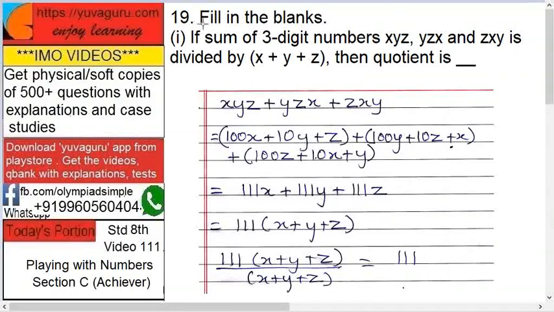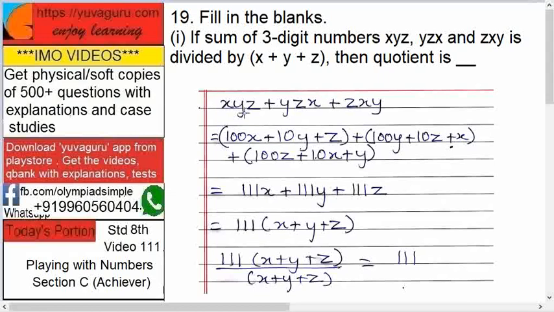Let's start. Fill in the blanks. Now this fill in the blanks has 3 sub questions. We'll do it one by one. If the sum of 3 digit numbers xyz, yzx and xzy is divided by x plus y plus z, then the quotient is here. These are the 3 numbers and that is divided by this x plus y plus z. Okay, we'll add them first.